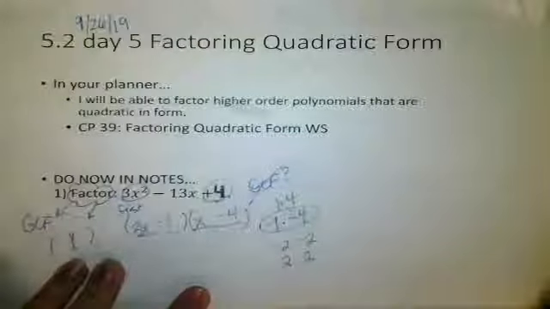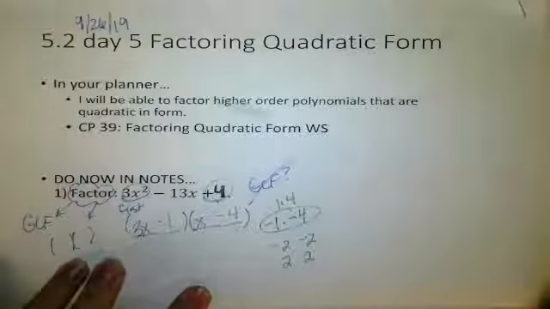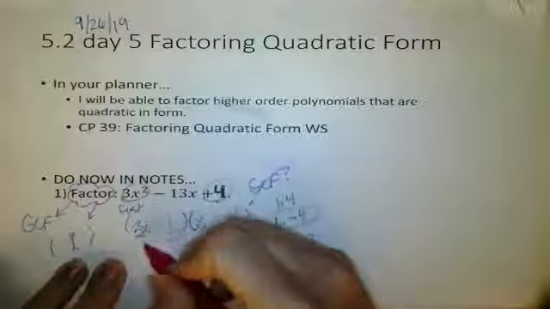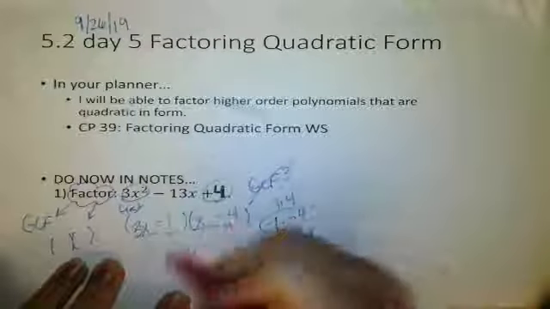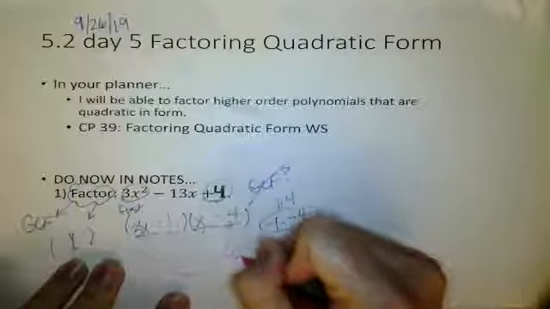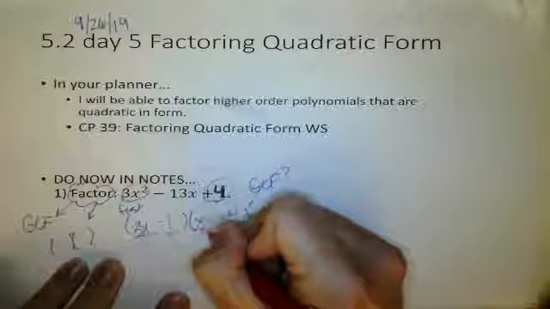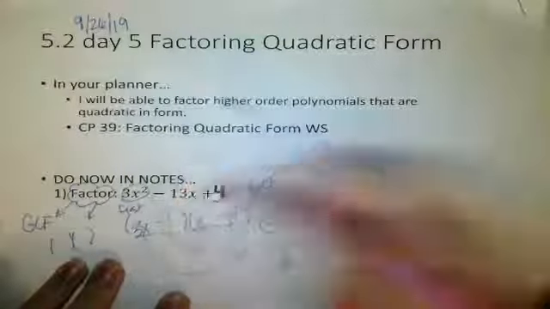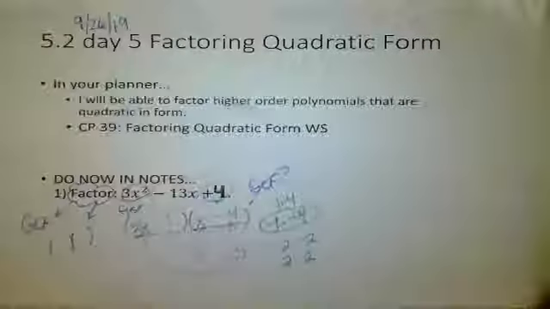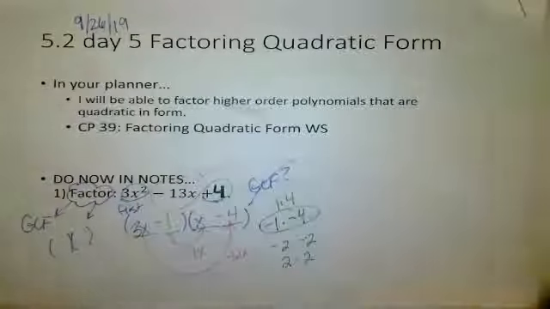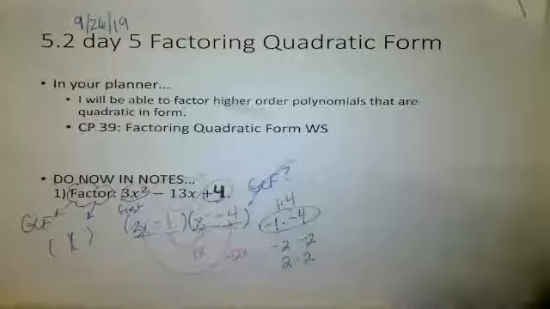How do you know if you did it correctly? Check the rainbow. Check the rainbow, ladies and gentlemen. If we multiply the outer terms here, 3x times negative 4 is negative 12x. Negative 1 times x is negative 1x. And when we add those up, we get that negative 13x we're looking for. Okay? You'll notice I've got all three terms checked.